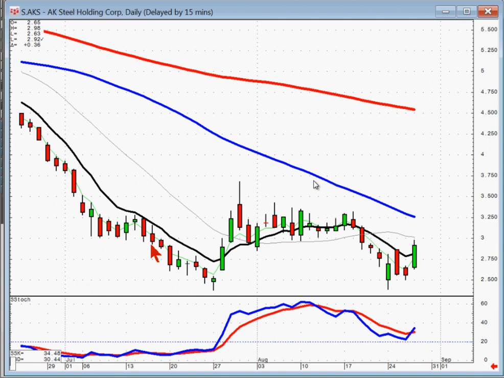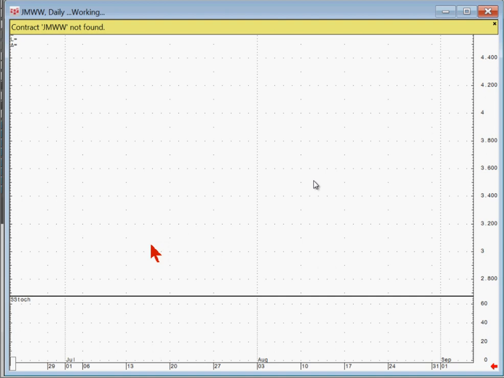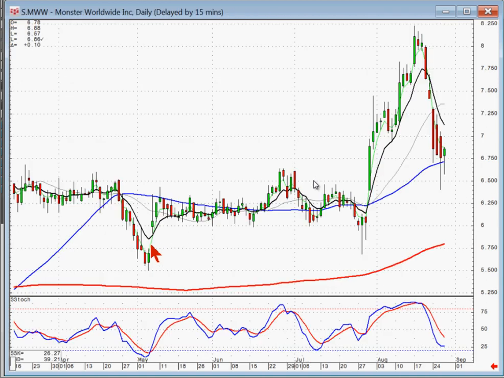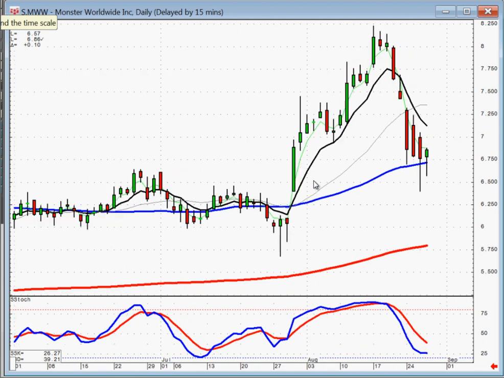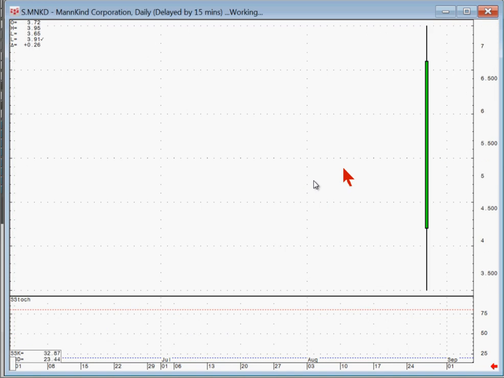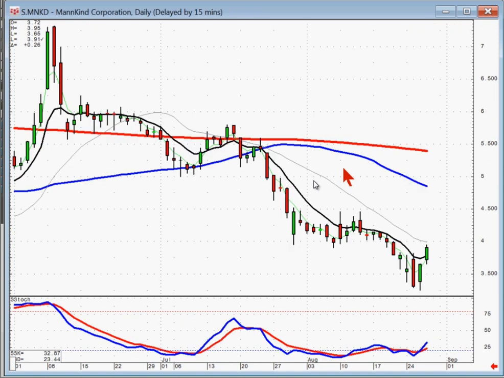AK Steel, another one you can be buying with the anticipation that it's coming up at least to the 50 and then see if it can break out through that area. Monster, nothing here yet. It's trying to support on the 200. If you're buying it on positive trading tomorrow, just watch to see what it does once it gets to the T line. It has to get through that level.